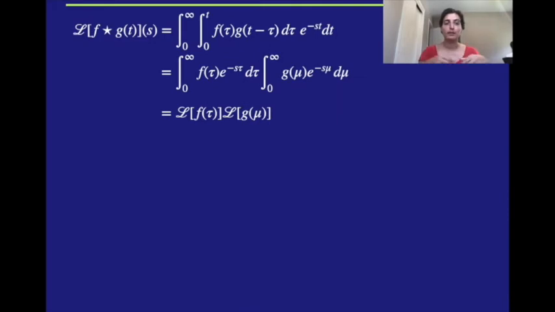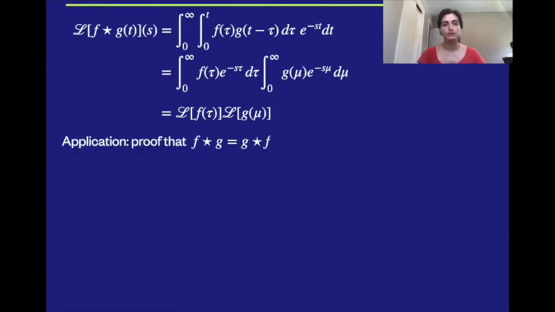So recapitulating what we have done, we have taken the Laplace transform of the convolution, we have written it explicitly, we have done some rearranging of the variables inside, and have been perfectly able to split it into two integrals that happen to be actually the Laplace transform of f and the Laplace transform of g. The fact that they are depending on mu and tau or any other doesn't really matter. They're dummy variables. We can call them however we want.